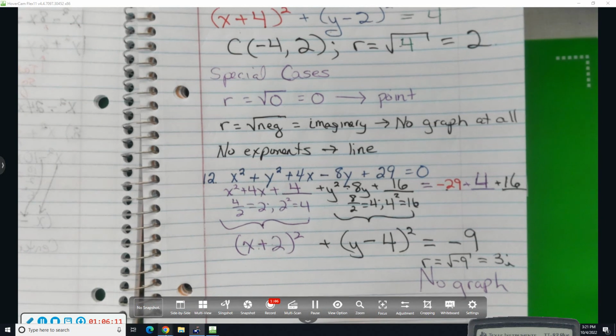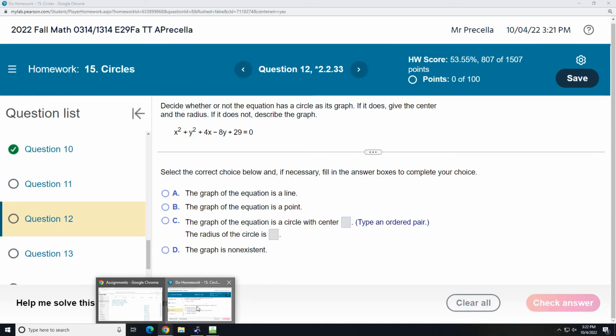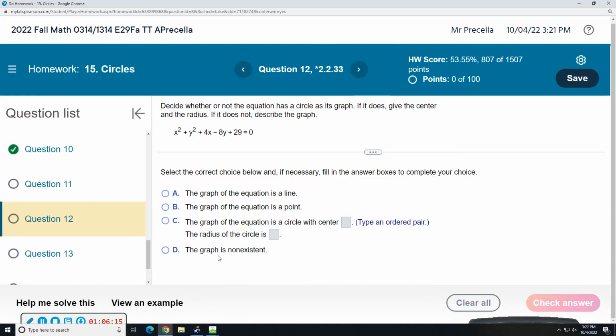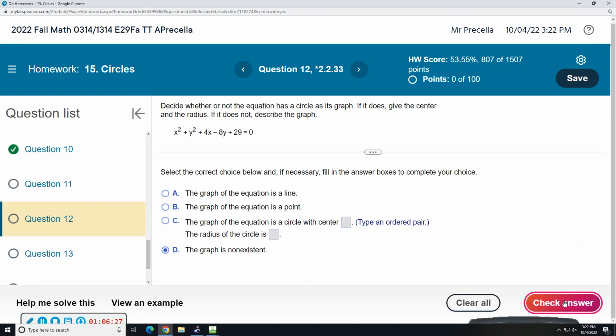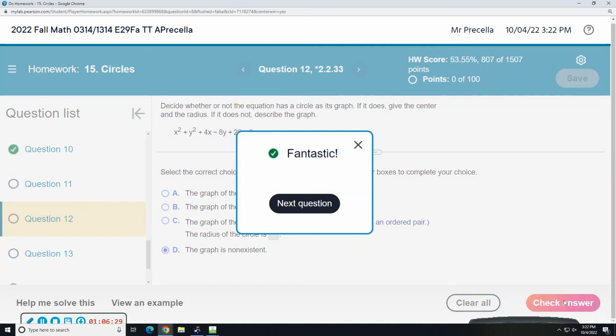And the way it's worded on here, I think it says non-existent. The graph is non-existent. Okay? If the radius had turned out to be 0, then your answer would be B, a point. Any questions there? Let's do one more of these, number 13.